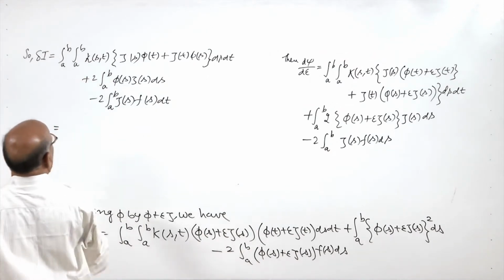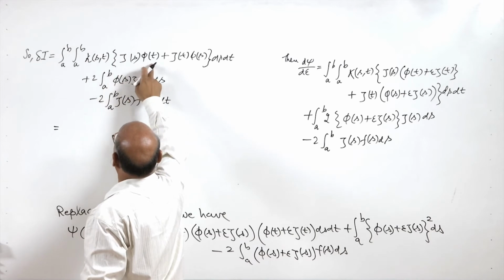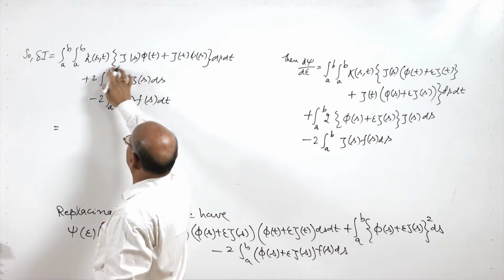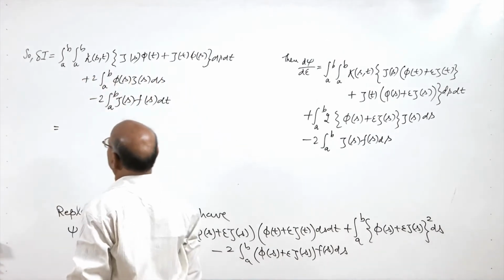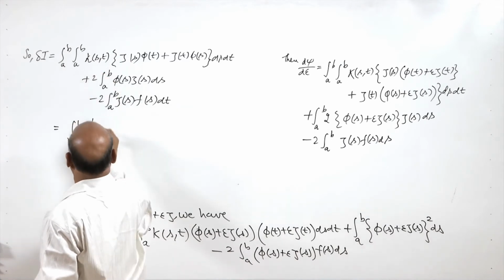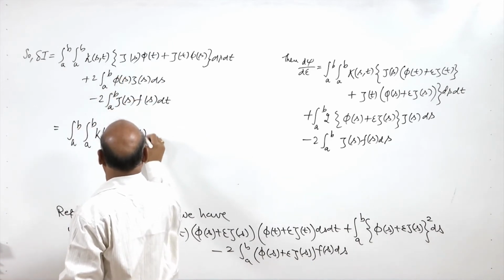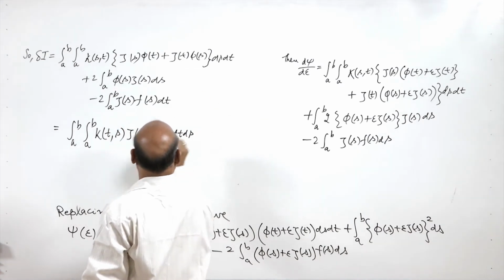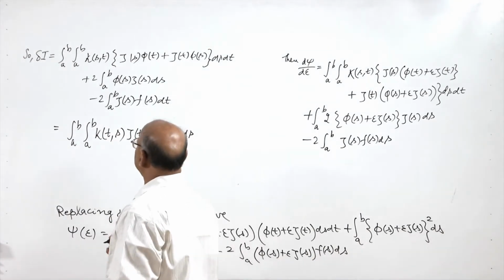This can be written as, now we can see here that this is k(s,t) zeta(s) phi(t). Here we have k(s,t) zeta(t) into phi(s). In the first integral, if you interchange s and t, the limits will remain the same. We will have integral a to b, here we shall get k(t,s), and then here we will get zeta(t) into phi(s), and we will get dt ds when we interchange t and s. Now we are assuming that k(s,t) and k(t,s) are same.